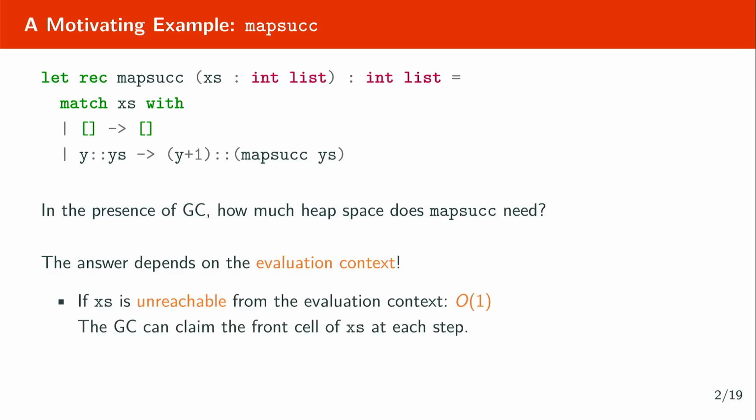Indeed, if xs is unreachable from the evaluation context, then just after matching on xs here, the front list cell of xs is now unreachable, so the GC can deallocate this list cell, and the allocator can reuse this space to allocate the new list cell. This little game can be played at each recursive step, so no new heap space is needed. However, if xs is reachable from the evaluation context, the GC cannot deallocate it, so heap space linear in xs is needed. So at the core of the problem to verify these specifications is reachability.